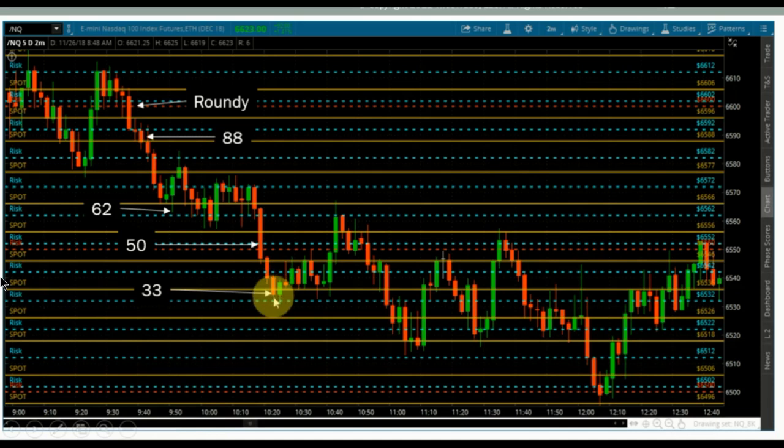This 33 can act as a pivot within this 100 handle block, and you can see where the support was. 33 headed right back to the 50. Right? What held it in? 62. We lost the 33. Here's our 12. We lose the 12. There's our roundy. So again, I get it. Before anyone calls me out on doing the hindsight stuff, there are multiple trade setups within this.